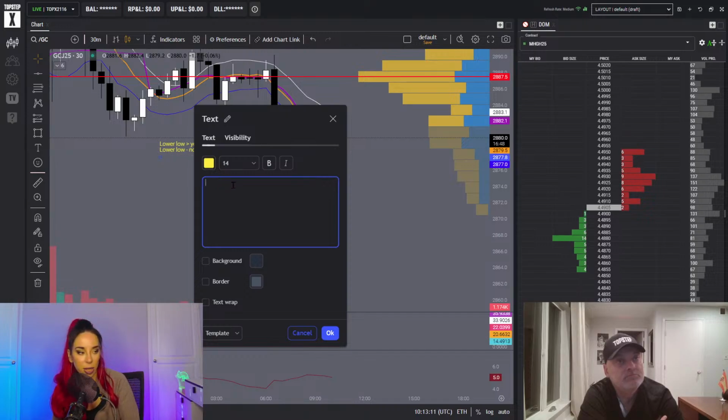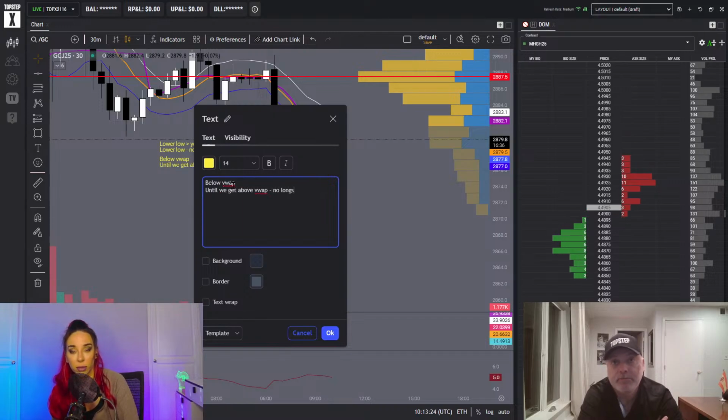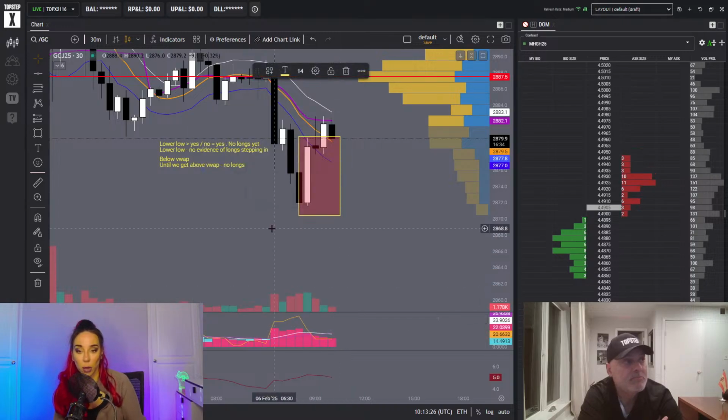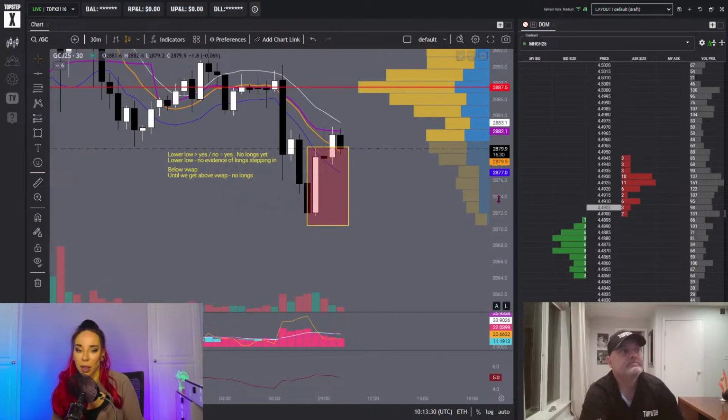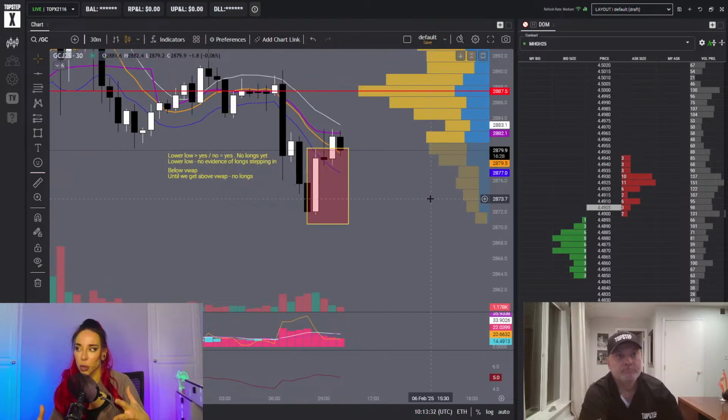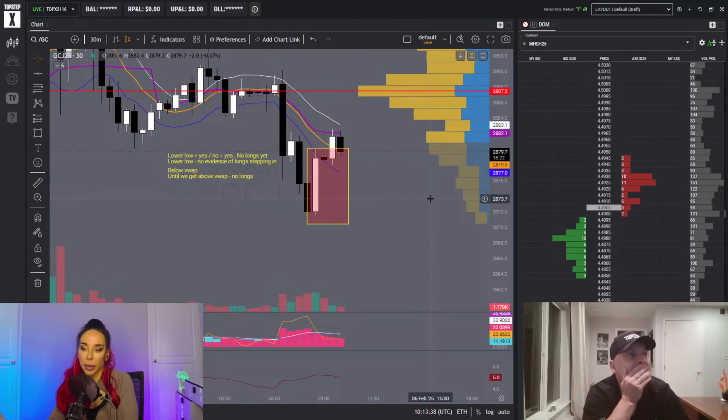So like Ray said, we can here add below VWAP. So you can say to yourself, well, until we get above VWAP, no longs. Yeah, simple as that. Very simple. There's no big rocket science here. I know that there's a lot of stuff that you need to remember in the heat of the moment, which makes trading very challenging for a lot of people. But that's the name of the game.